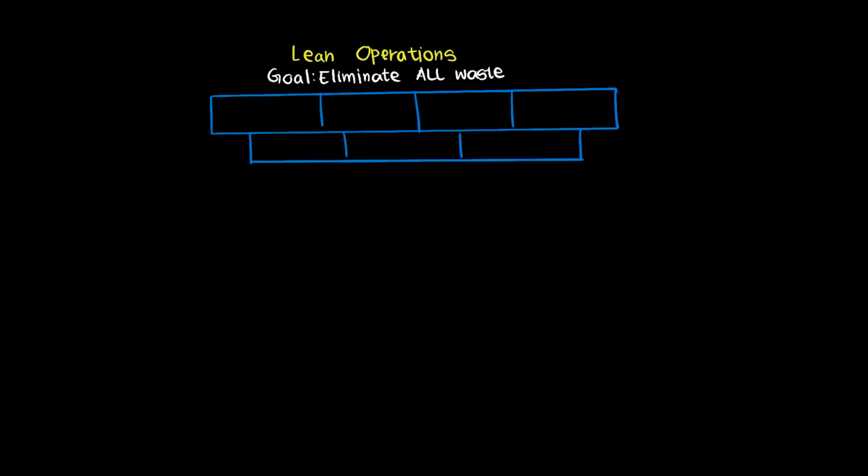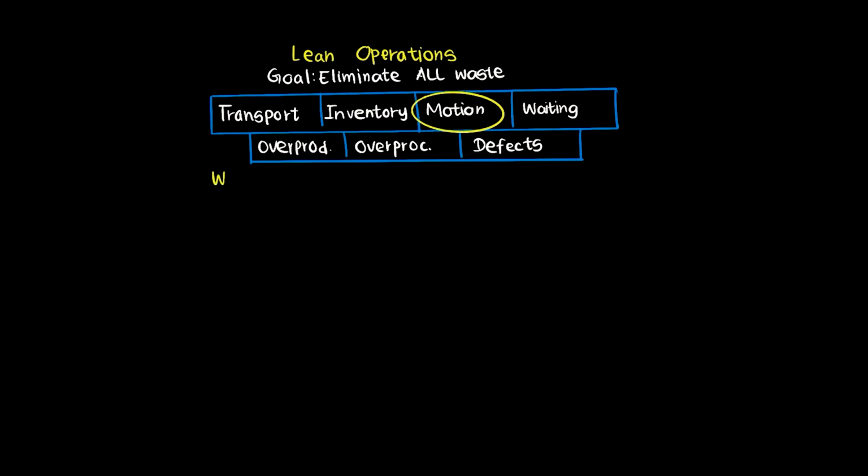Lean operations is a philosophy built around one idea: identify and remove every form of waste from the production process. The original Toyota production system identified 7 types of waste: transportation, inventory, motion, waiting, overproduction, overprocessing, and defects. Unnecessary movement, like workers walking across the factory, falls squarely under motion waste. Now, Six Sigma is focused on reducing variation and defects using statistical tools. It is about precision, not waste elimination broadly.